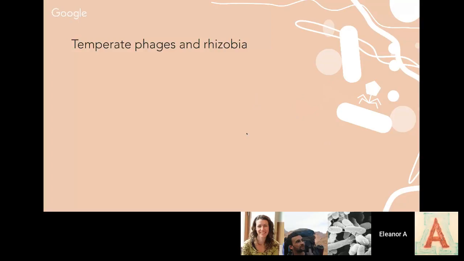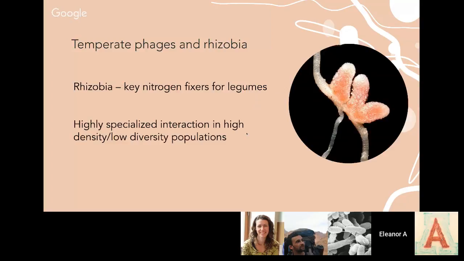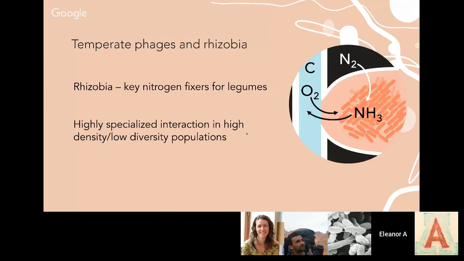And I'm looking at them in rhizobia, which, if you aren't familiar with them, are really important nitrogen fixers that live within these root structures in legume roots. These are root nodules, and they form this really specialized mutualism where they provide the plant host with nitrogen, fixing nitrogen and exchanging this for other nutrients that they need.